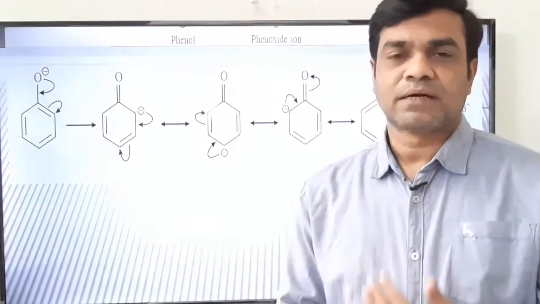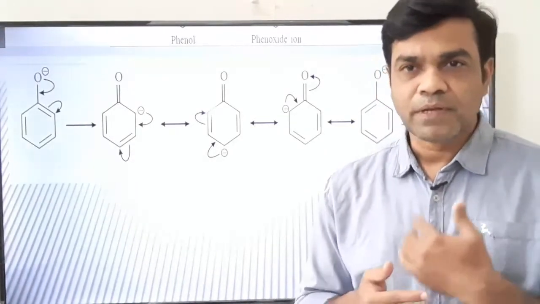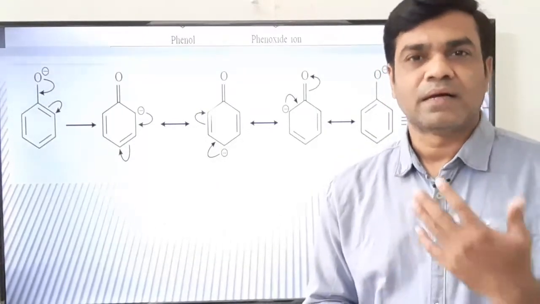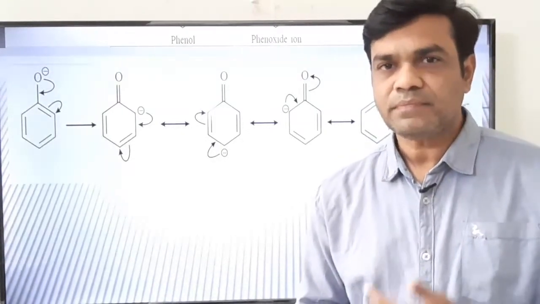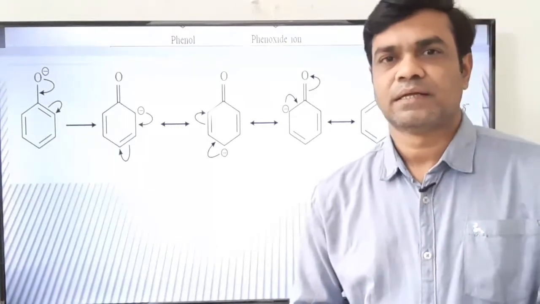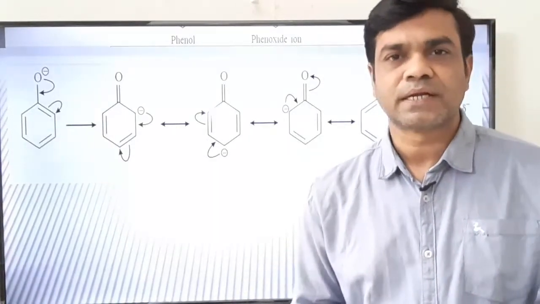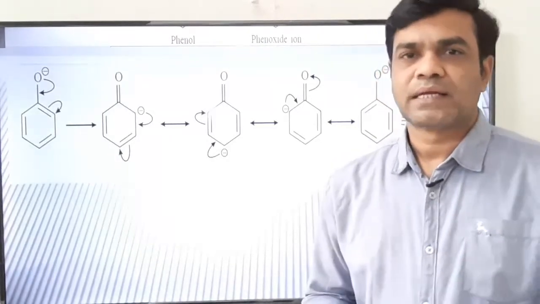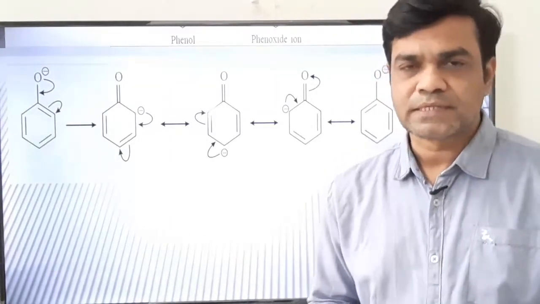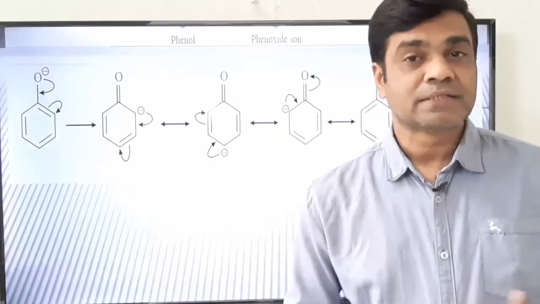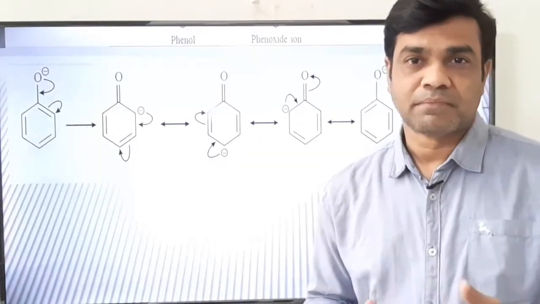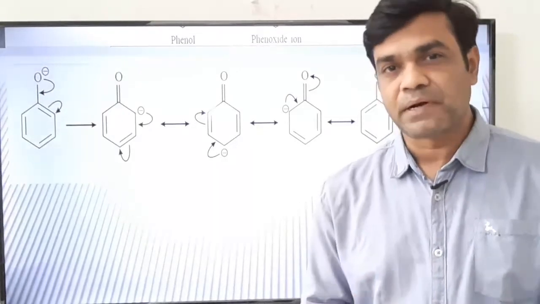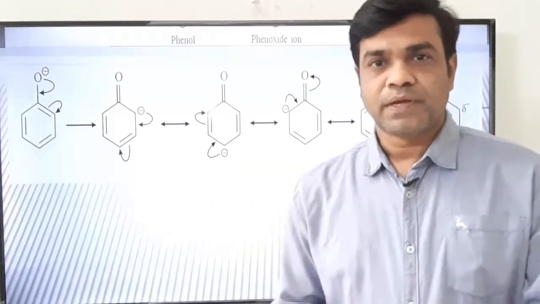In the next lecture of this phenol, we will see the effect of substituents on the acidity of phenols. We will see the electrophilic substitution reaction of phenol. Then some important reactions like Claisen reaction, Gattermann synthesis, and interestingly we will see again Fries rearrangement with mechanism and Reimer-Tiemann reaction. Okay, so thank you.